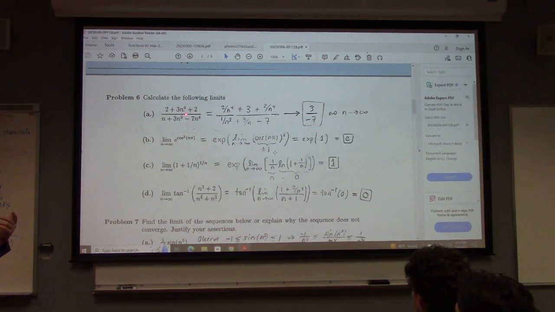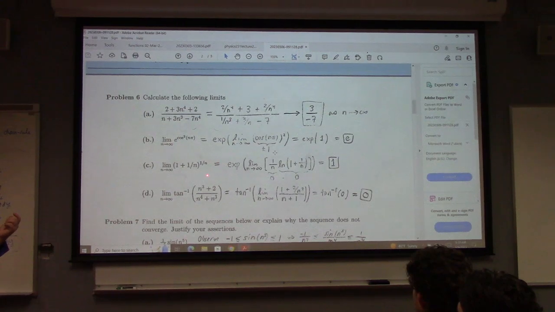For this one, just look at the dominant terms, the n to the fourth. After you divide by n to the fourth, top and bottom, you can easily see it goes to minus 3/7. This one here, cosine of n pi is plus or minus 1, but it's squared, so that just squares to 1. So you're looking at exponential of 1, which is e.